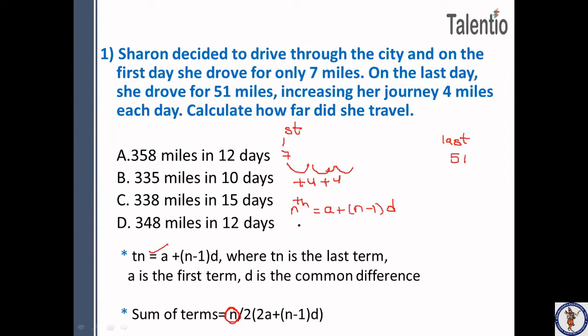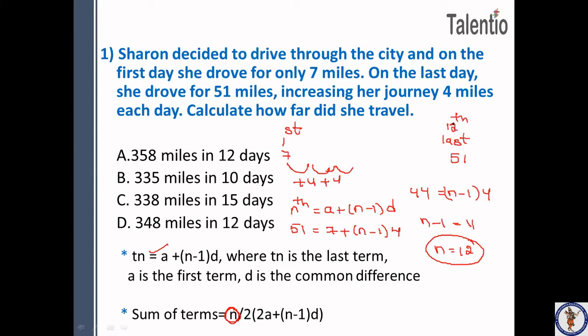What is the nth term? 51 is equal to a, what is a? 7, plus n minus 1, n we don't know, into d, what is the difference? 4. So 51 minus 7. What is 51 minus 7? Normally 50 minus 7 is 43, so 51 minus 7 is 44. So 44 is equal to n minus 1 into 4. If you observe here, n minus 1 is equal to 11 and n is equal to 12. Nothing but the last day is the 12th day. Totally how many days did she travel? 12 days. So if you observe the options, obviously option B and option C are eliminated.